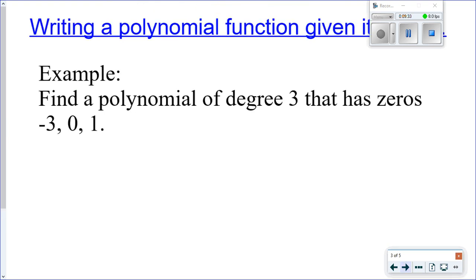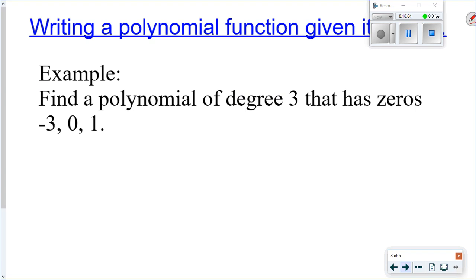All right, now, we can also use the zeros in reverse. So let's say that we're given the zeros of the polynomial, and we want to write the equation of the polynomial. We can do that. So let's say we know that these are the zeros of the polynomial: negative 3, 0, and 1. Well, knowing the zeros, we can always write the factors. So we can work this backwards.